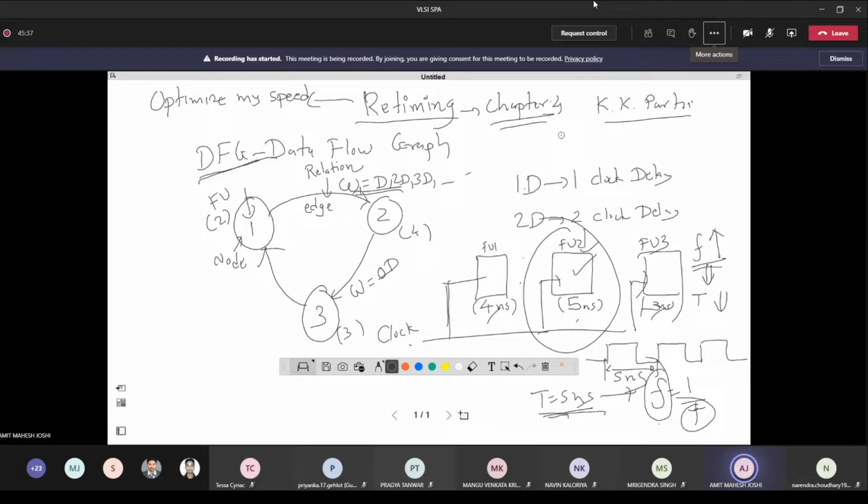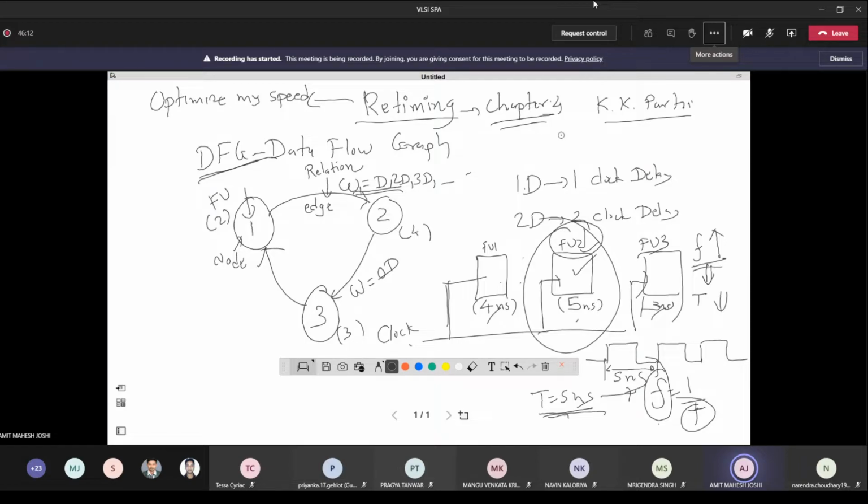Now, how is the time decided? Time is decided by this functional unit 2. Why? Because this is taking the maximum amount of time. So ultimately, I always need to think about that. When I talk about the graph, as I said, this functional unit is nothing but my node. Okay. So in a graph, I always need to worry about which particular node is taking the maximum amount of time. Now in a graph, you have some delay.